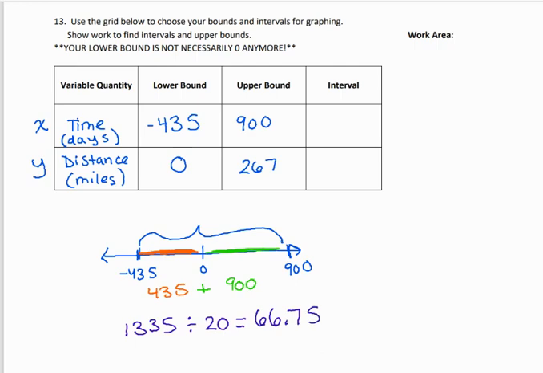We round, and which way do we always round for these? Up, good. So someone tell me one that you might choose. 70. Does that work? Sure. Did anyone pick anything else? 70 is good with me.